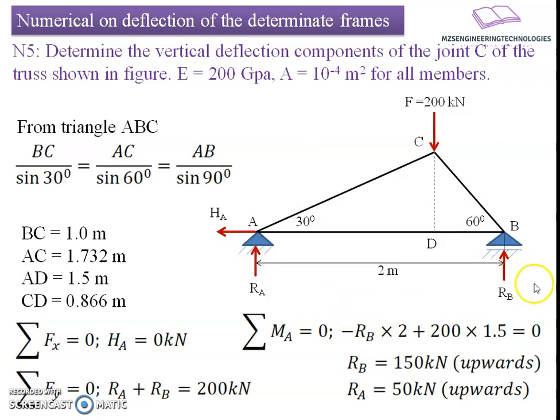This will be the twist caused by the reactive force, plus 200 multiplied by the AD distance. We have found AD from the geometric parameters. It's about 1.5. 200 into 1.5, it's clockwise, that's why positive, equals 0. Hence, if we solve this equation, we get RB equals 150 kilonewton moving upward and RA equals 50 kilonewton moving upward. After knowing the reactive forces, I am interested to know the member forces in the individual members of this assembly.